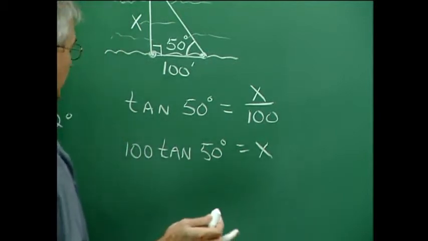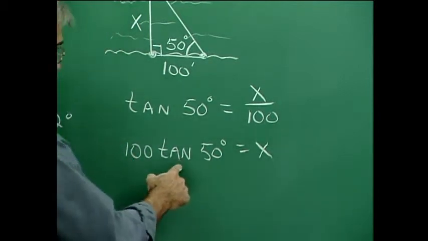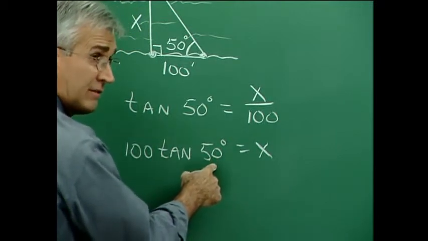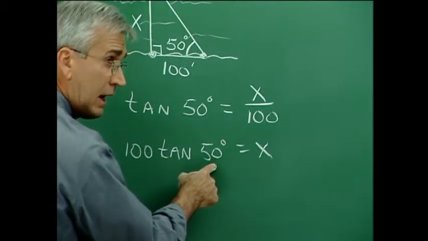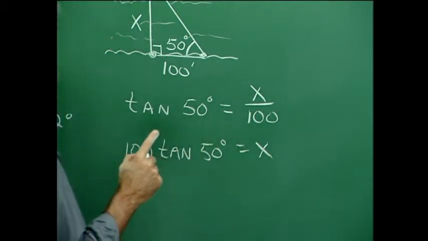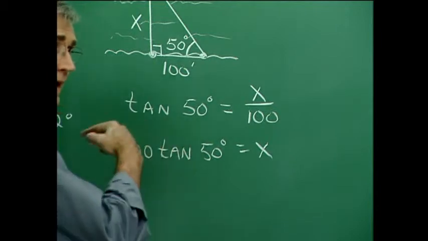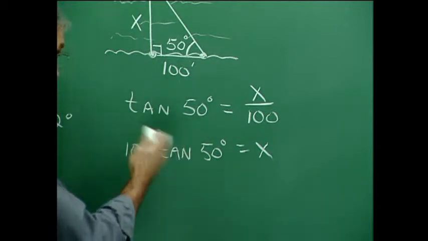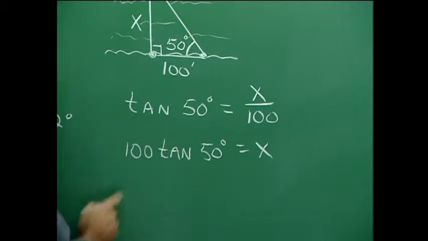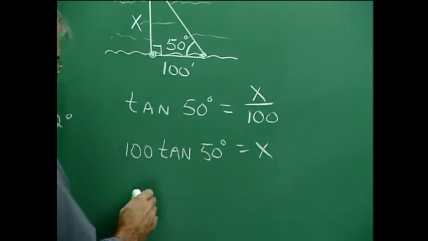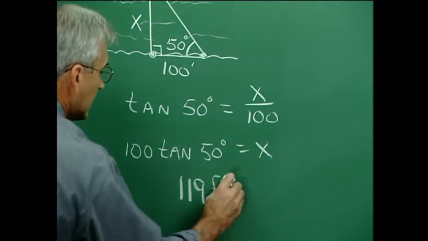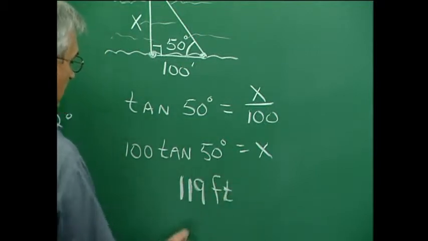And now it's a calculator push. It's 100 times tangent on the calculator, which is just a button, and then enter 50 degrees, or just 50, and press enter and we find the value of x. Now make sure the calculator is on degree mode and not radian mode for all of these calculations. I should have mentioned that earlier because it's a very important matter to get the right answer. At any rate, 100 times tangent 50 degrees turns out to be approximately 119 feet for the distance across this stream.